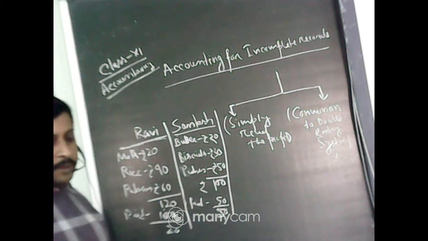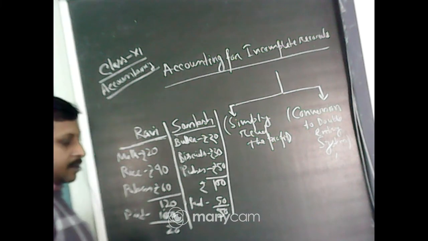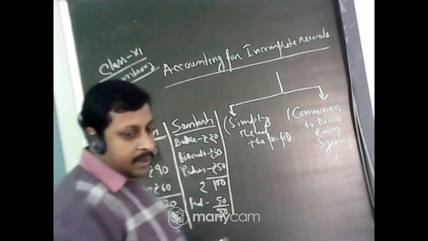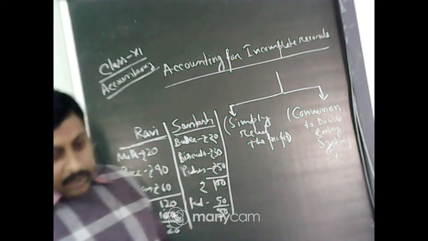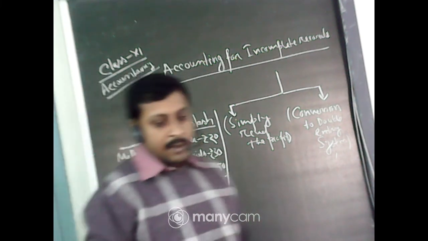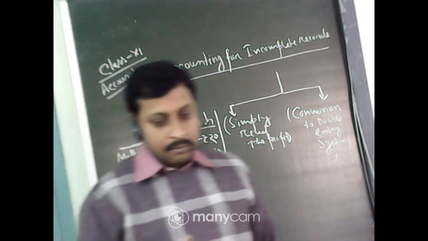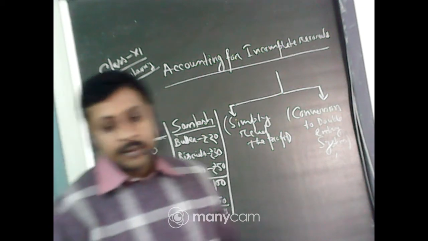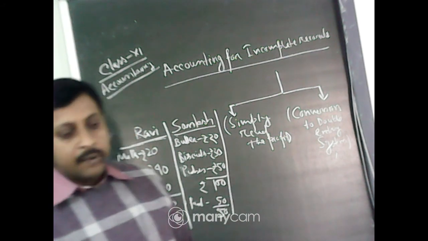Suppose there is a person who is running a general store. Okay, but say he certainly needs some loan, 10 lakh or 20 lakh, and he wants to take this loan from the bank. Now, whenever this shopkeeper goes to the bank, the bank will ask the person to just bring your financial statements, that is trading, profit and loss and balance sheet, and after seeing that we will give you the loan.